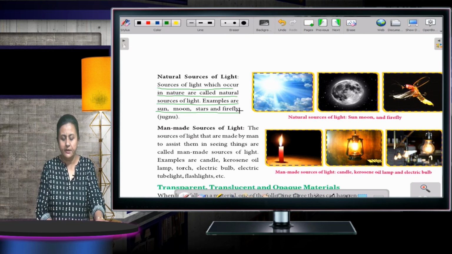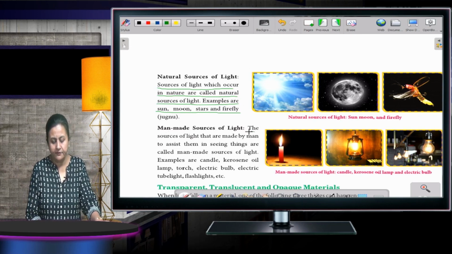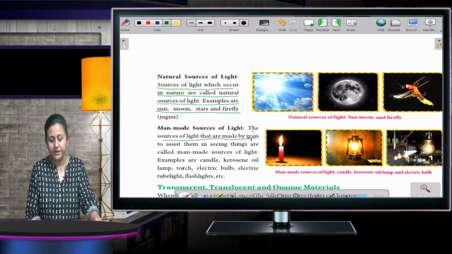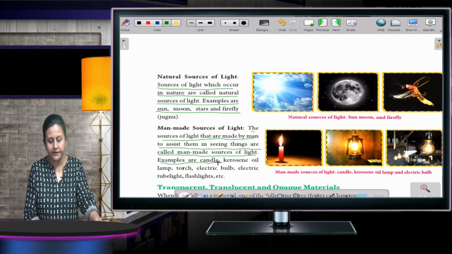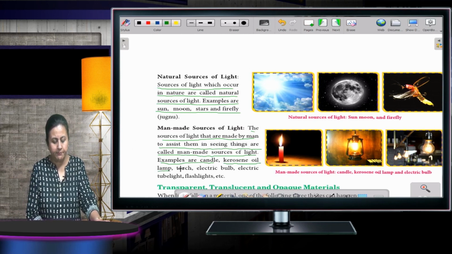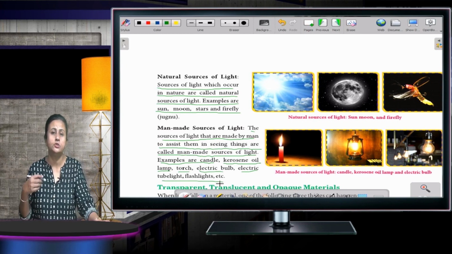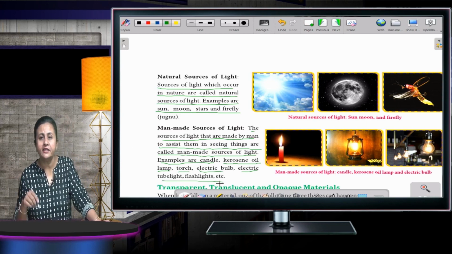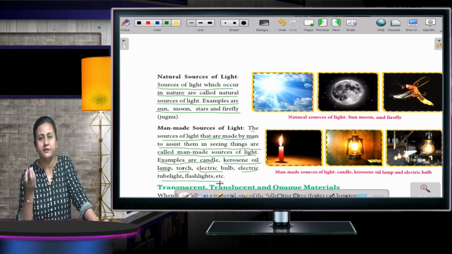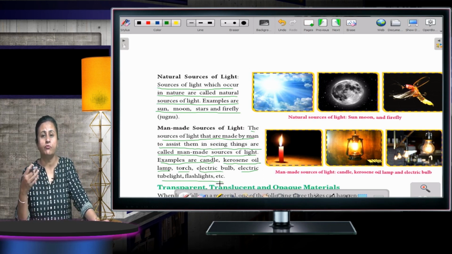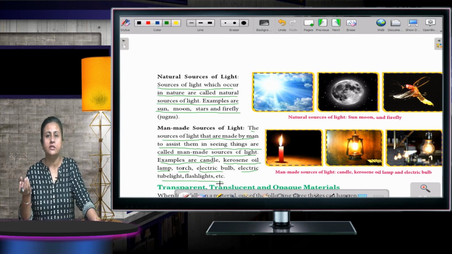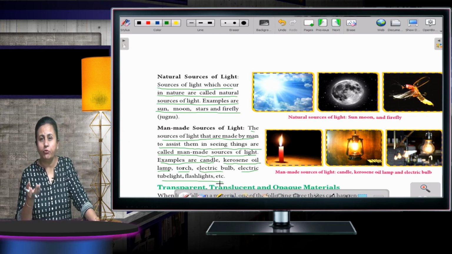Then man-made sources of light. The sources of light that are made by man to assist them in seeing things are called man-made sources of light. Examples are candle, kerosene oil lamp, torch, electric bulb, electric tube light, flashlight, etc. There are so many things which the man has made. Earlier we were using candles and lanterns, but with the advancement of science and technology, different sources of light are used. We are using light to even decorate our houses and all.